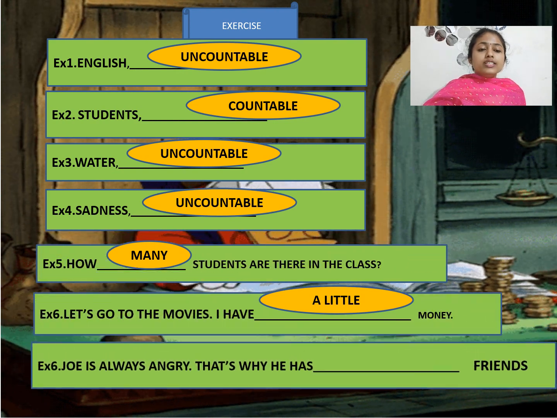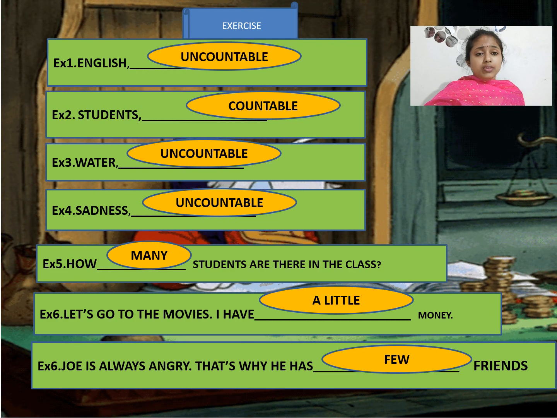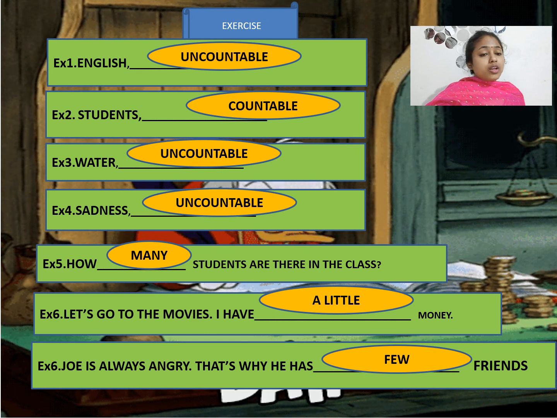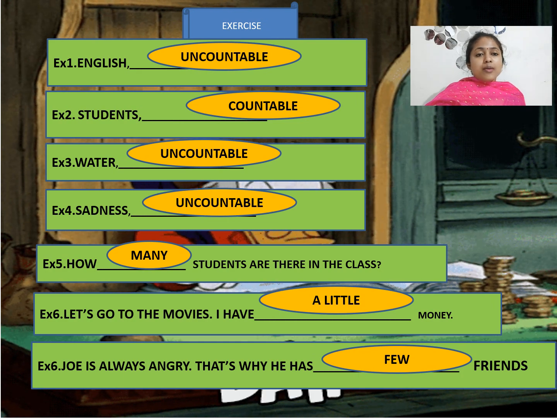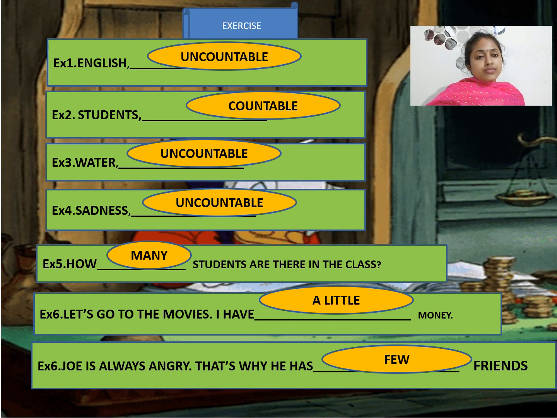Next, Joe is always angry. That's why he has dash friends. If somebody is always very angry, will he have friends? I don't think so. If I'm always angry and fighting with everybody, I will have more enemies than friends, right? So it is a negative thing. What will be the answer? Few. Why few? Few is used with a countable noun. We can count friends, and Joe is not having many friends. He is having less number of friends. So few will be used as he is an angry person, right?